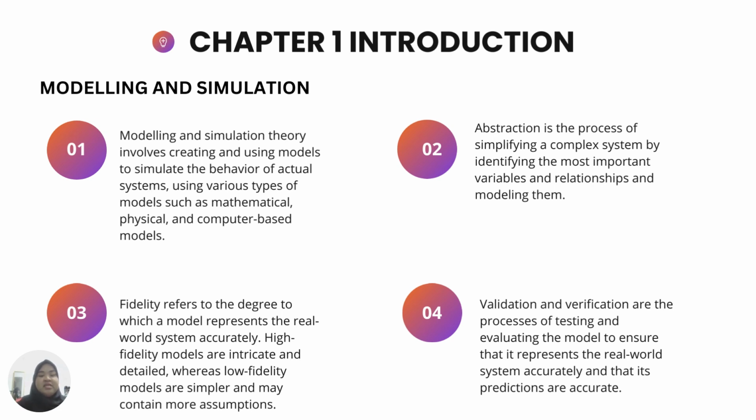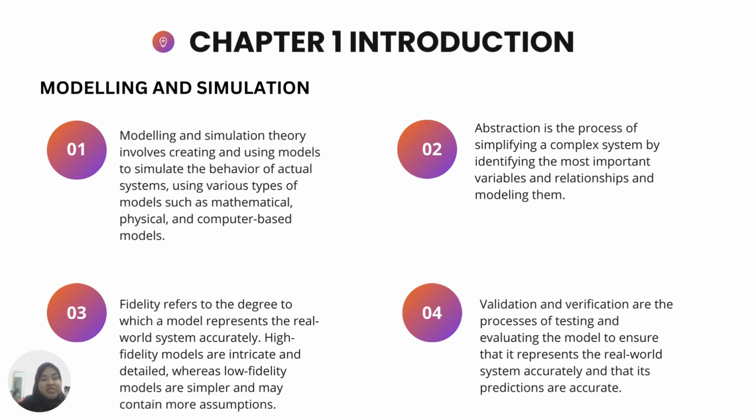Second is abstraction. Is the process of simplifying a complex system by identifying the most important variables and relationships and modeling them. Third, fidelity refers to the degree to which a model represents the real world system accurately. High fidelity models are intricate and detailed, whereas low fidelity models are simpler and may contain more assumptions.